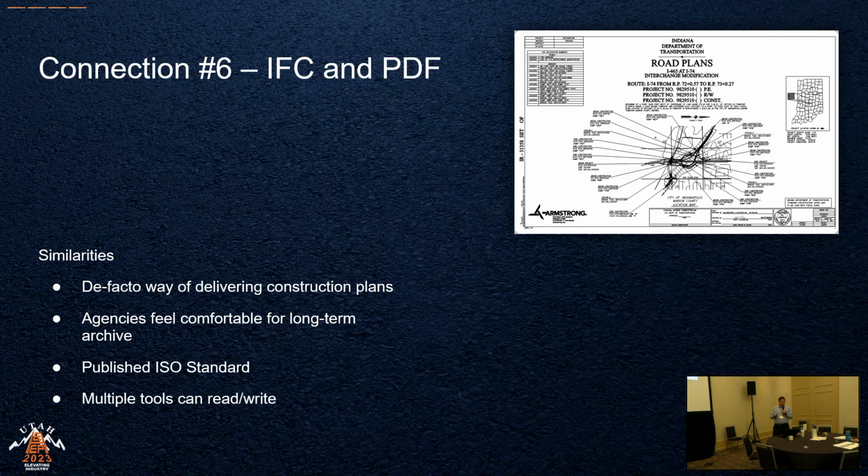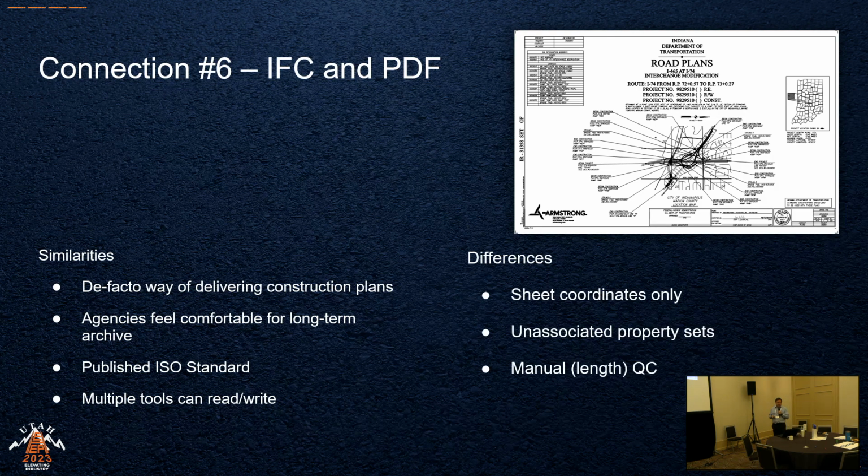I think generally speaking, most users and agencies feel comfortable with long-term archive PDF. Both PDF and IFC are ISO standards, and therefore multiple tools can read and write them. Some differences on the PDF side are that it tends to be sheet coordinates only, right? A PDF document is sort of describing how to paint things on a sheet, as opposed to being focused primarily on model geometry and scale, orientation, and so on. And then you have property set information and metadata, but it's not specifically tied to the associated geometry, right? Maybe a piece of text in a table or on a sheet or something like that.